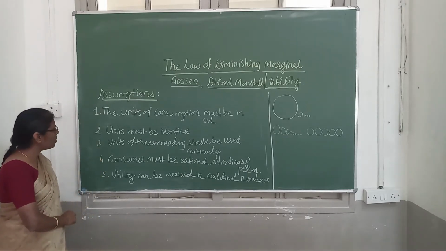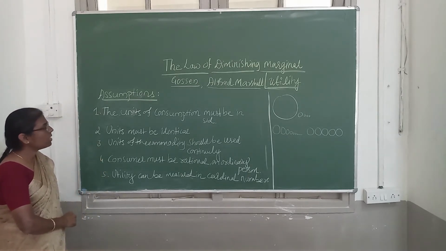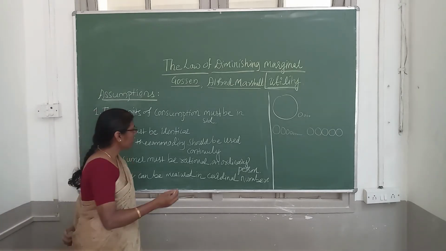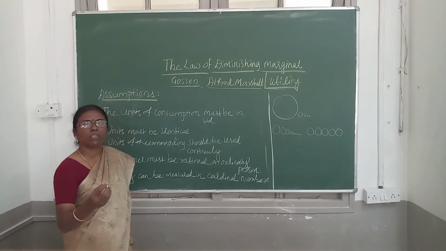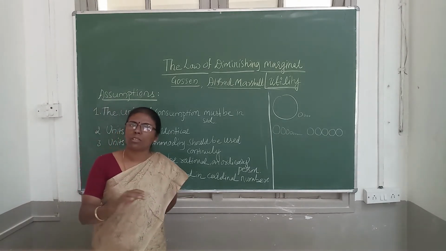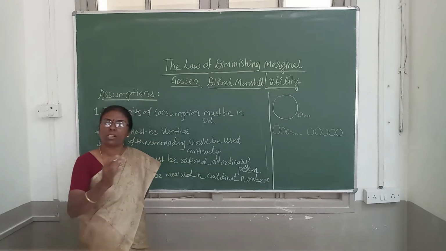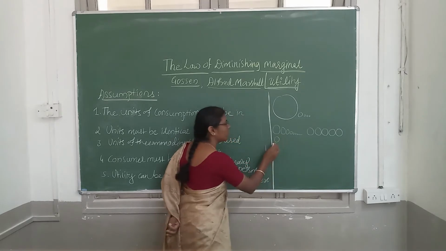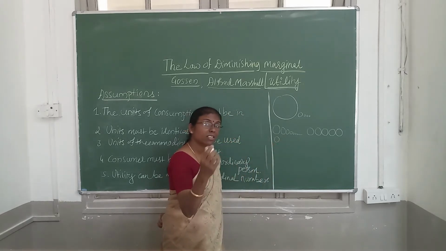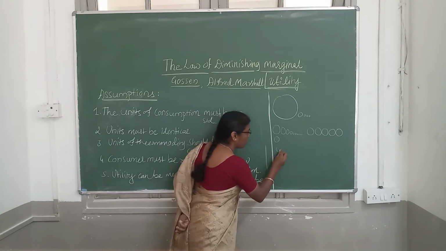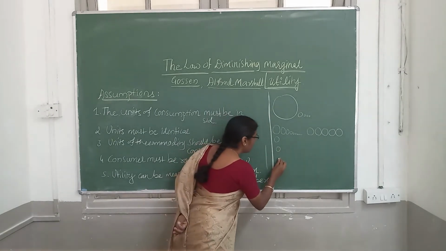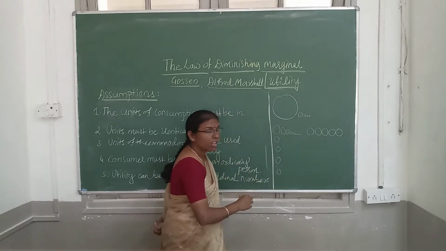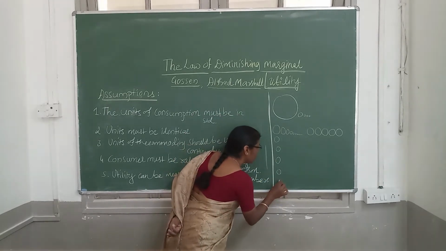Coming to the third one, units of the commodity should be used continuously. There should be no time gap or time interval between the consumption of units. For example, if the first unit is consumed at breakfast, the second peda at 11 o'clock, the third at lunch, the fourth at evening tea, and the last one at dinner.